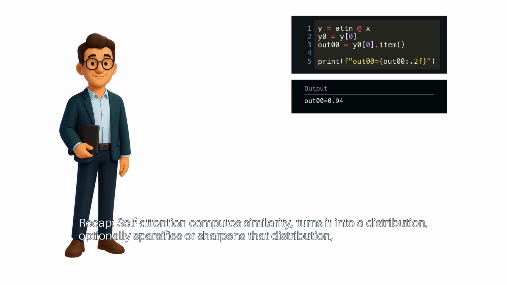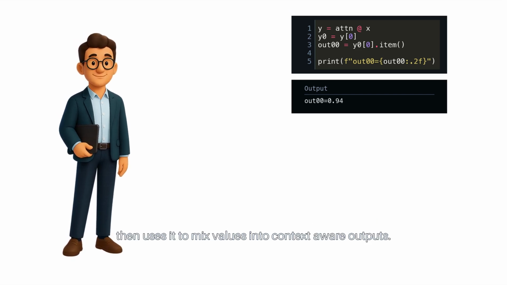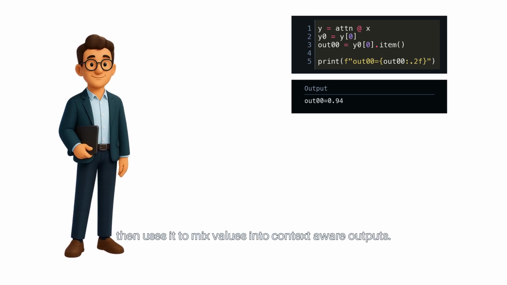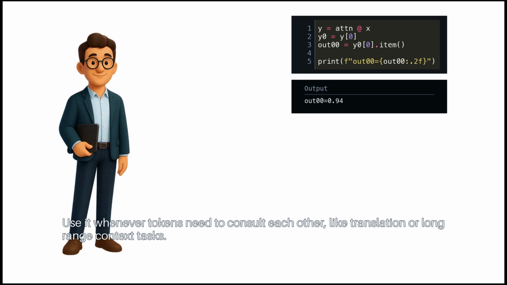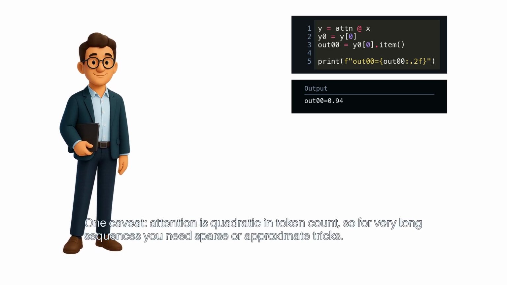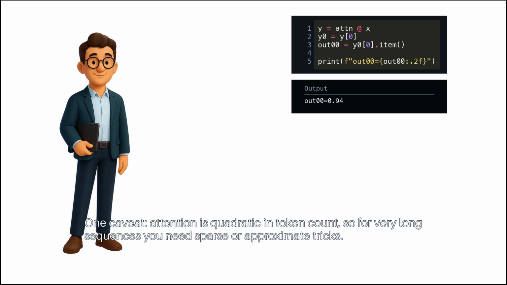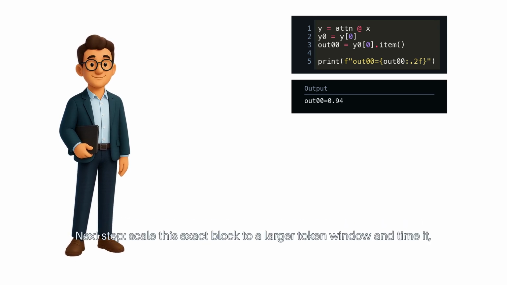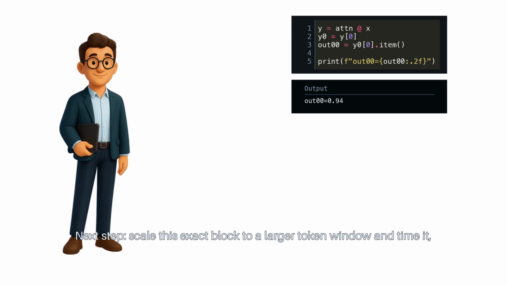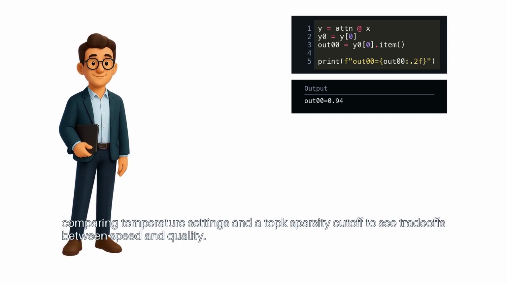Recap. Self-attention computes similarity, turns it into a distribution, optionally sparsifies or sharpens that distribution, then uses it to mix values into context-aware outputs. Use it whenever tokens need to consult each other, like translation or long-range context tasks. One caveat: attention is quadratic in token count, so for very long sequences, you need sparse or approximate tricks. Next step: scale this exact block to a larger token window and time it, comparing temperature settings and a topk sparsity cutoff to see trade-offs between speed and quality.